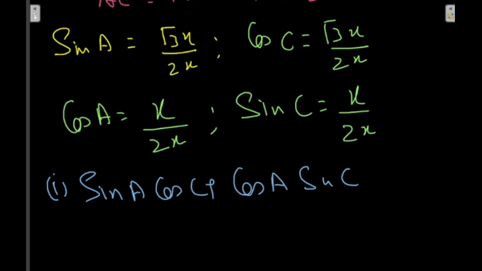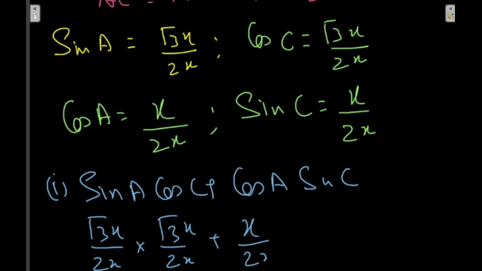So what is sin A? Under root 3x by 2x. What is cos C? Under root 3x by 2x. What is cos A? x over 2x. And what is sin C? x over 2x. It's fairly simple.